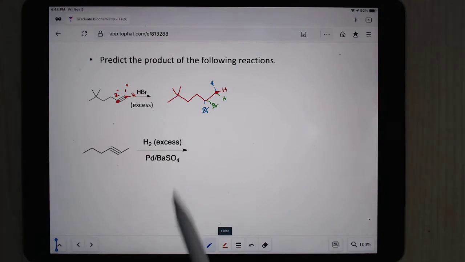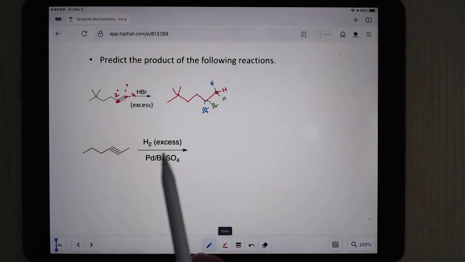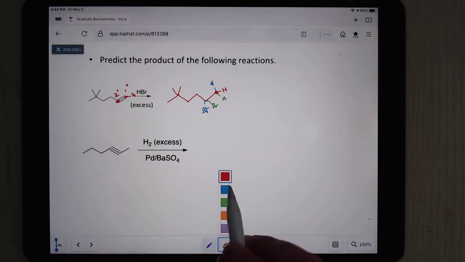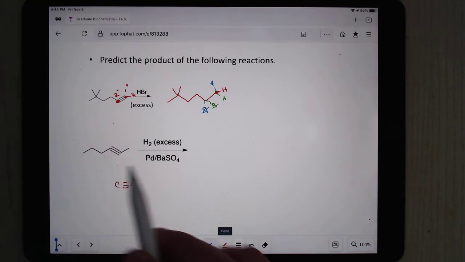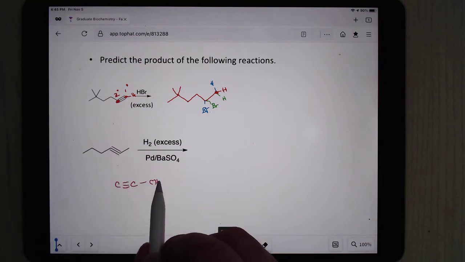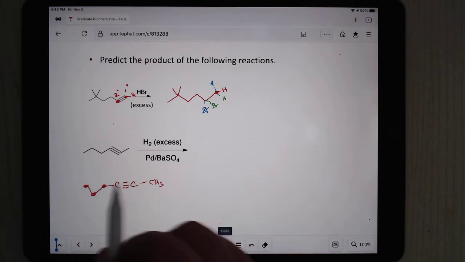Okay. Now for this one here, we have a triple bond, but we have palladium with barium sulfate, so it's poisoned, so it can only go one step. Now remember, I usually draw these as a sawtooth, but the way that this would tip is actually how it is, because these sp carbons are actually linear, it would actually look like this. You sawtooth there, but this is linear.